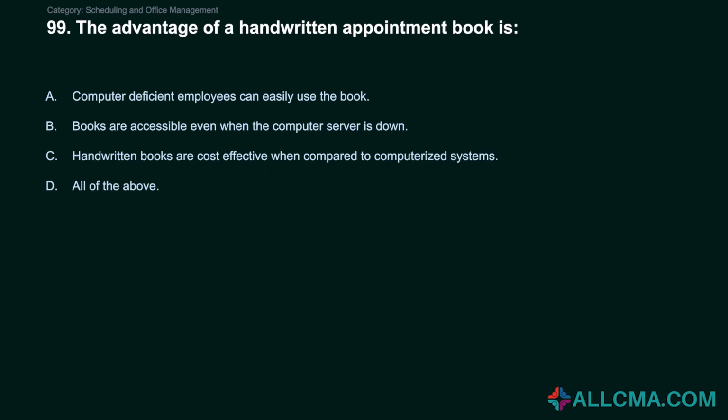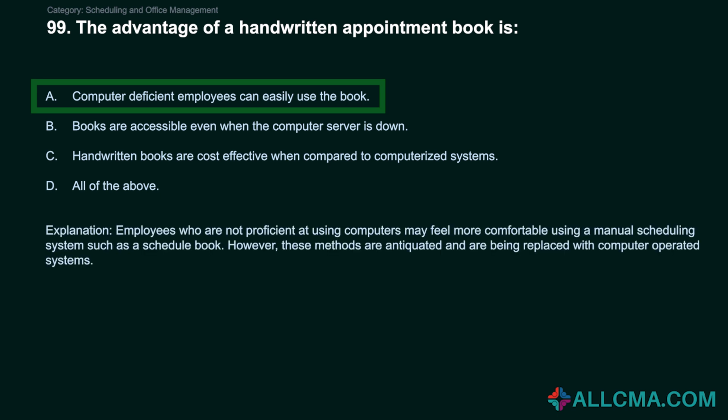99. The advantage of a handwritten appointment book is: A. Computer-deficient employees can easily use the book. B. Books are accessible even when the computer server is down. C. Handwritten books are cost-effective when compared to computerized systems. D. All of the above. Correct answer: A. Computer-deficient employees can easily use the book. Employees who are not proficient at using computers may feel more comfortable using a manual scheduling system such as a schedule book. However, these methods are antiquated and are being replaced with computer-operated systems.